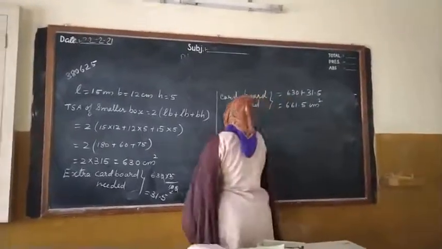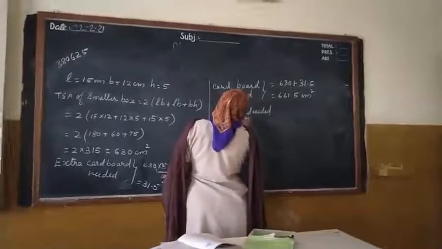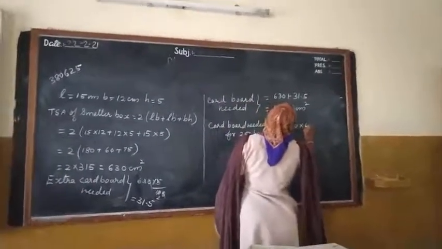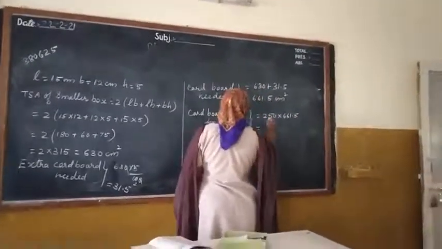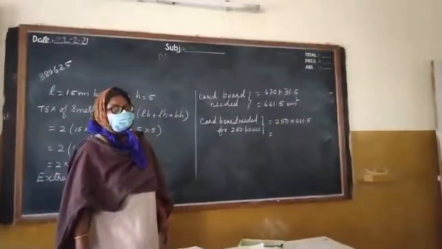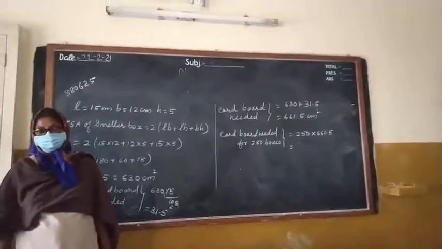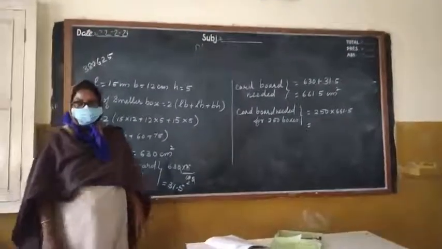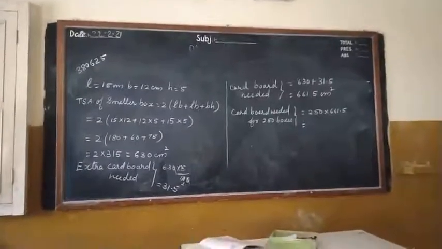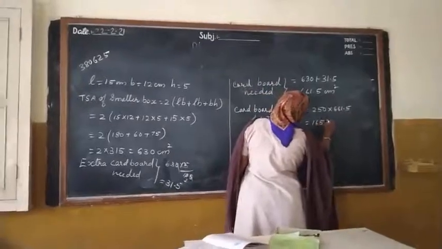Okay. Now 250 such boxes you have to make. So cardboard needed for 250 boxes is equal to 250 multiplied by 661.5. Let us multiply. Do it. 1,65,375.